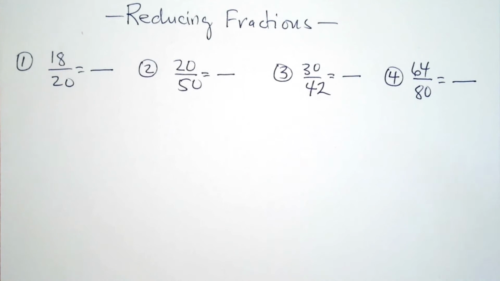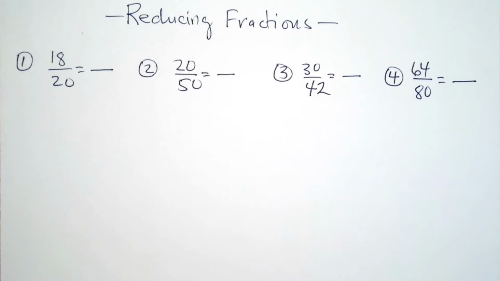Today we're going to practice reducing fractions. Now you'll notice on the actual sheet of paper I wrote 4 of them. Number 1, 18/20ths. Number 2, 20 over 50. Number 3, 30 over 42. And number 4, 60 over 80.